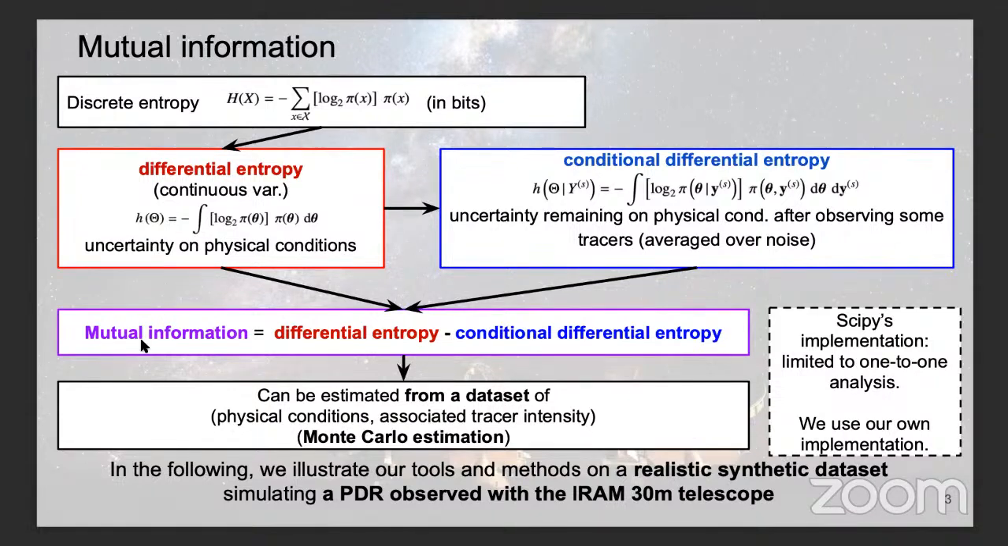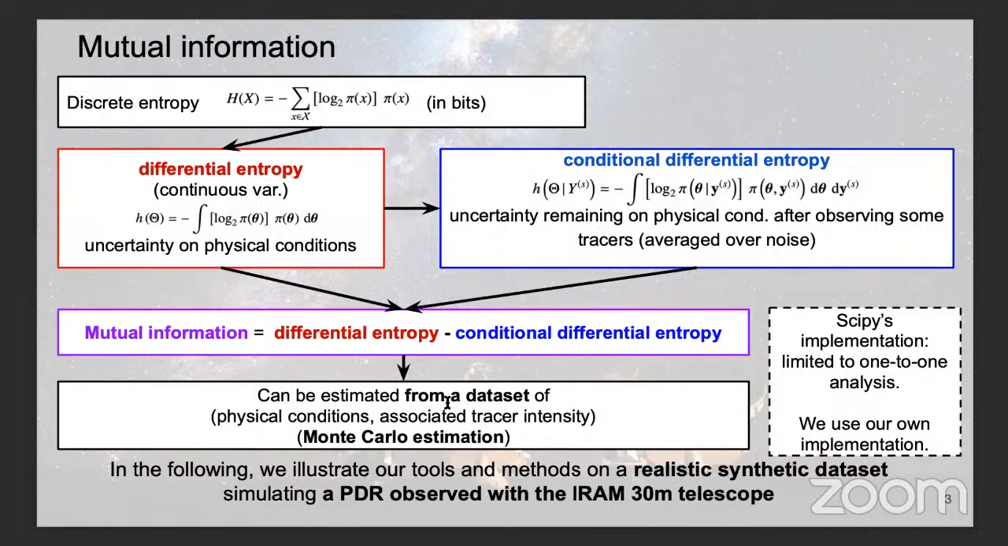So now we need to estimate this mutual information for astrophysical quantities. The way we are going to do it is use models to predict the relationship between the variables and the tracers. And we are going to estimate this using a Monte Carlo estimation method. So we'll need to draw a lot of samples of physical variables and the corresponding line emissions.